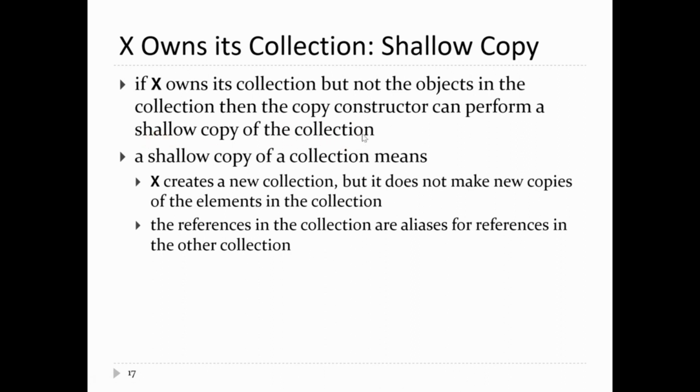When you make a shallow copy of a collection, you make a new collection. So you create a new collection, but you don't copy all of the elements that are in it. You make a new list, but you don't go into the list and copy every element and put the copies into the new list. Instead, you just copy over the references from the other list into the new list. And so your lists end up containing references that are aliases for the references in the other collection. In other words, both lists contain the same references.